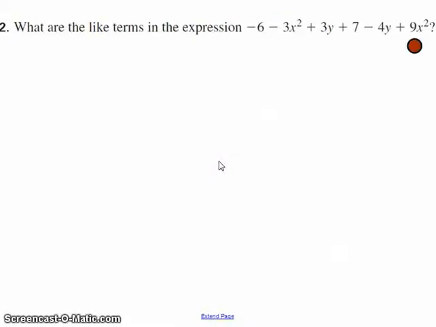Okay, carrying this idea a step further along, this is a list here, this expression, that has a mix of a number of different types of terms, and you're going to find that there are a variety of like terms in that list. Hit the pause button and see when you come back if you've got the same answer that I have.